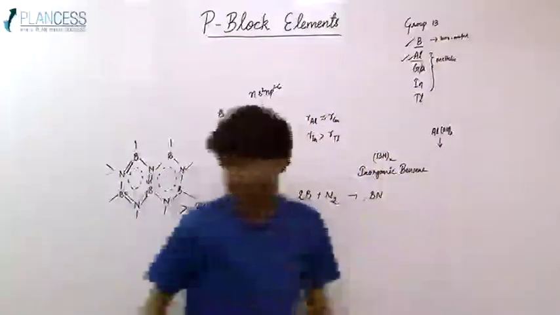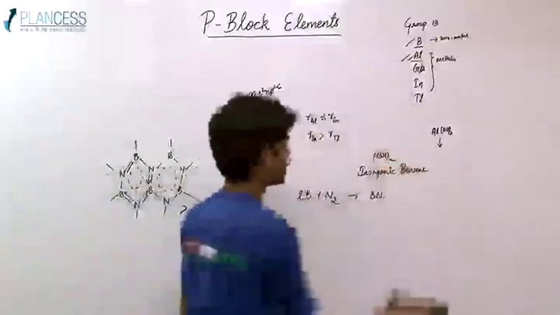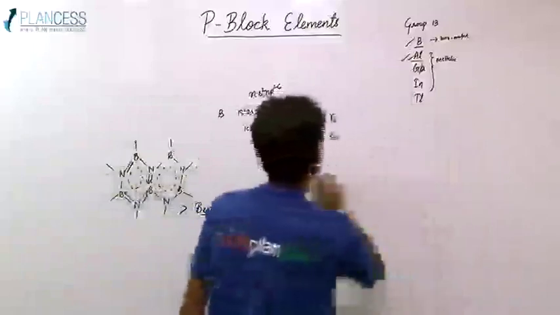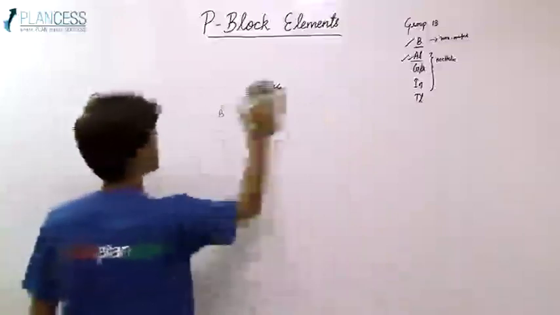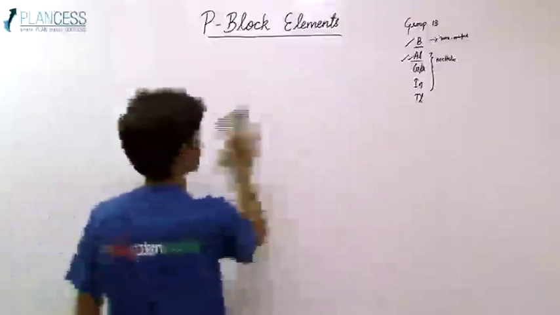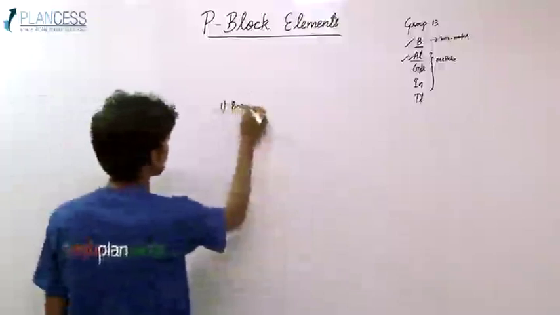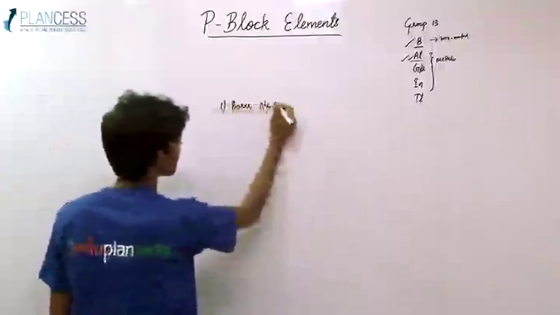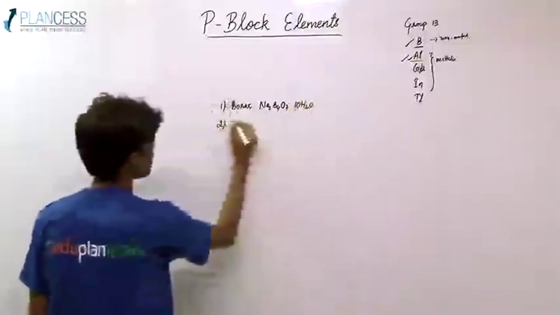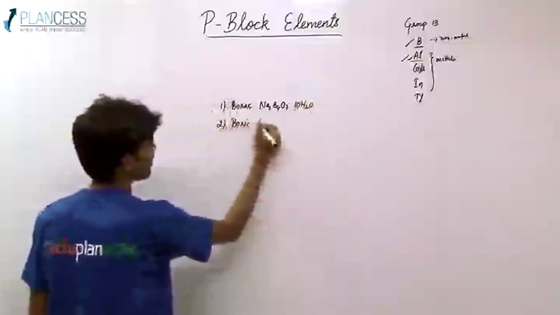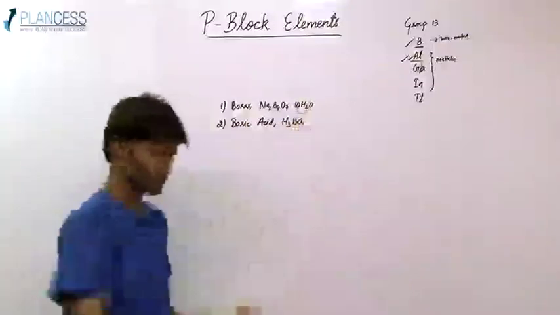Okay, so now we come to the individual elements. We will study boron and aluminium individually, and we will first start with boron. Boron is found in nature in many minerals, namely borax, colemanite, but mainly it is found in two: one is borax, that is Na2B4O7·10H2O, and the other is boric acid. These two are the main compounds in which boron is found.